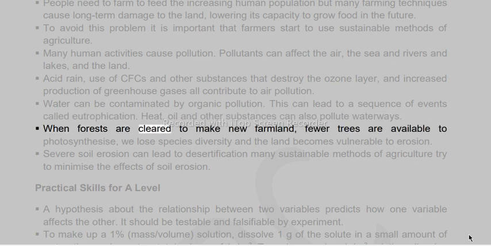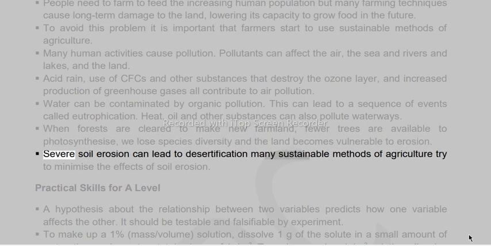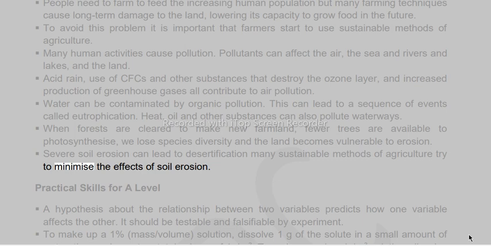When forests are cleared to make new farmland, fewer trees are available to photosynthesize, we lose species diversity, and the land becomes vulnerable to erosion. Severe soil erosion can lead to desertification. Many sustainable methods of agriculture try to minimize the effects of soil erosion.